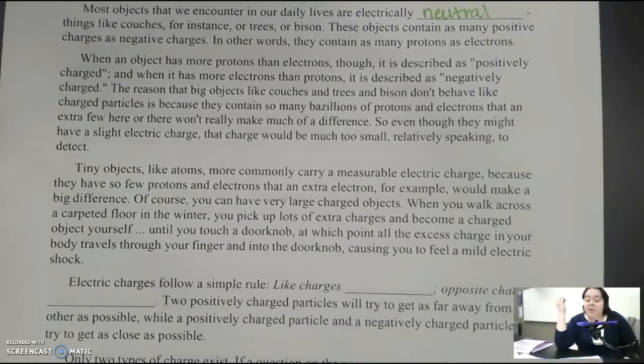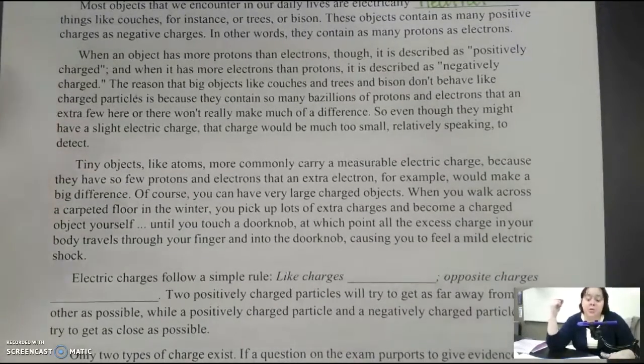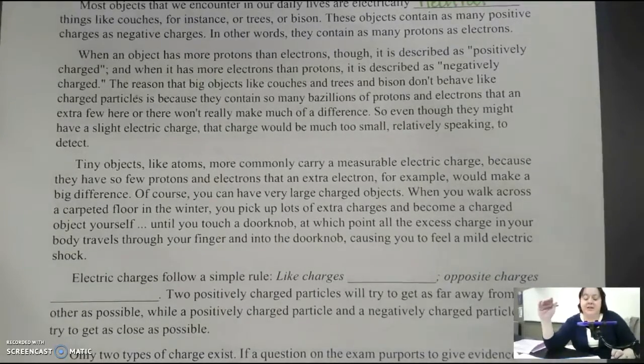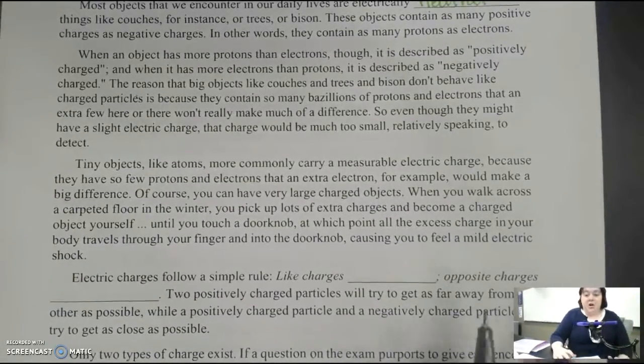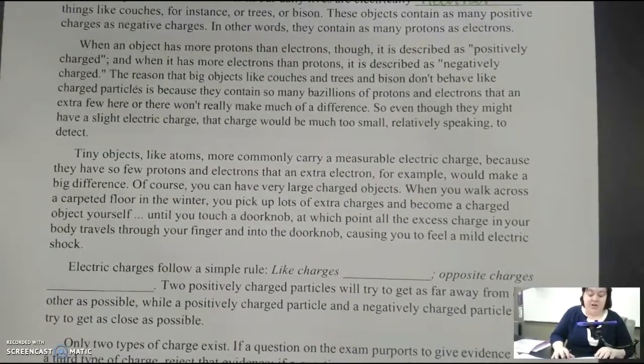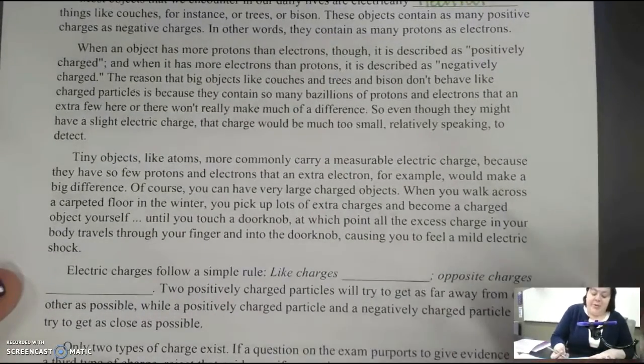You can also have a very large charged object. When you walk across the carpeted floor in the winter, you pick up extra charges and become a charged object yourself until you touch a doorknob, at which point all excess charge in your body travels through your fingers into the doorknob, causing you to feel a mild electric shock. So you lose or gain enough, I honestly can't remember which it is. I think it's that you gain extra electrons when you're shuffling on carpeted feet. You gain enough extra electrons that you actually have a measurable charge, despite the fact that you are a very large object.